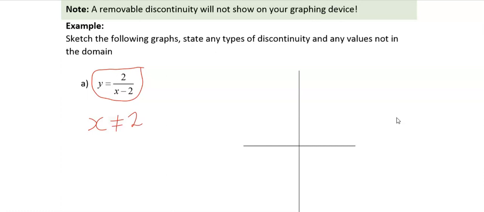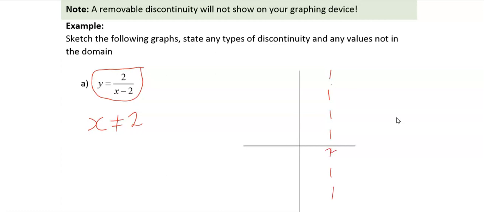Notice it's not removable though. There is no x subtract 2 factor in the numerator, so it doesn't cancel. This is not going to be a hole in your graph. In fact, this is going to result in an infinite discontinuity. And what's going to happen is there's going to be a vertical asymptote right about here at x equals 2. And you can check this out on Desmos if you like.